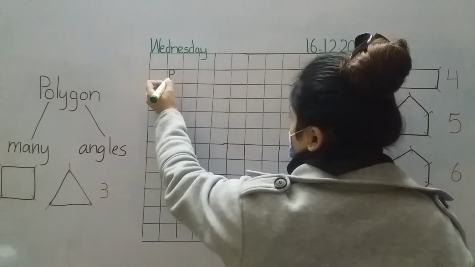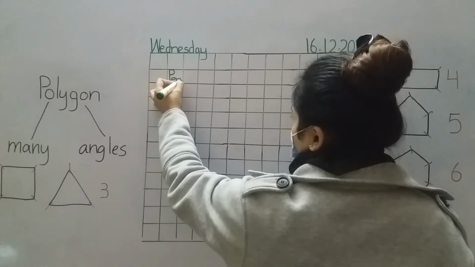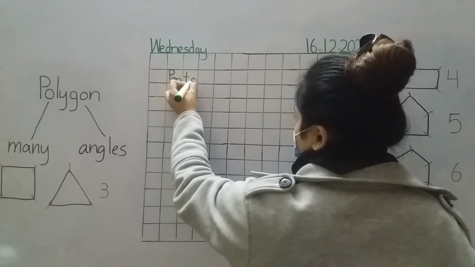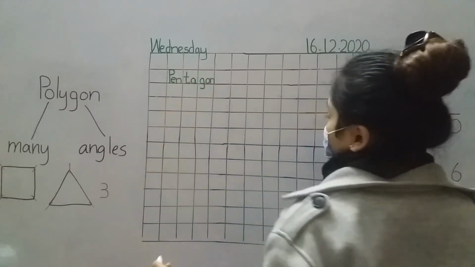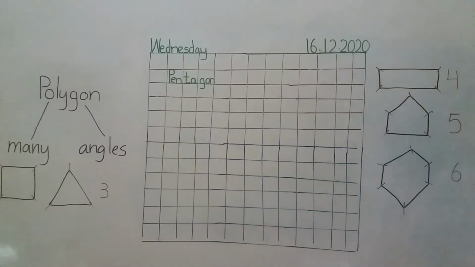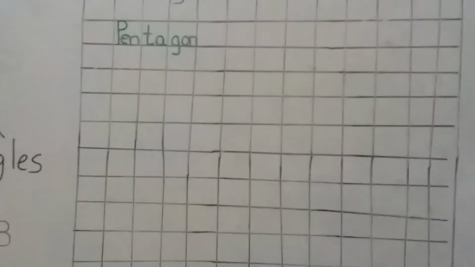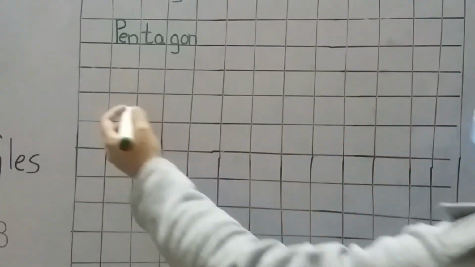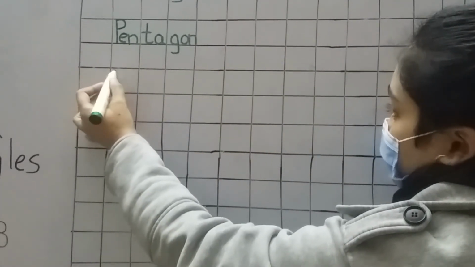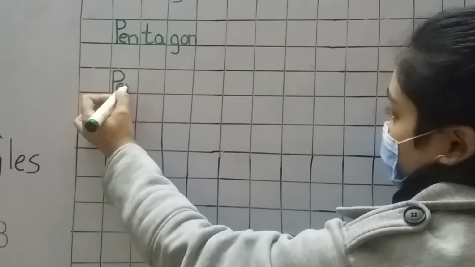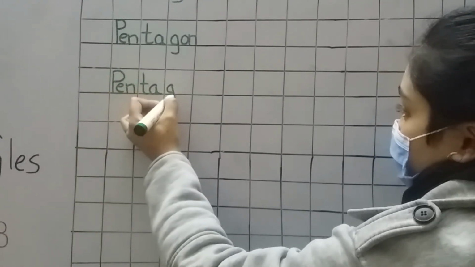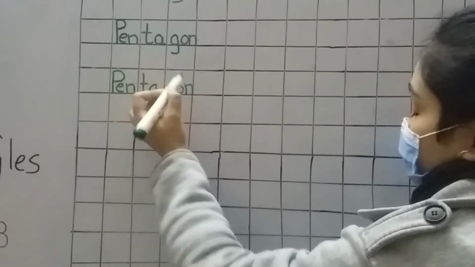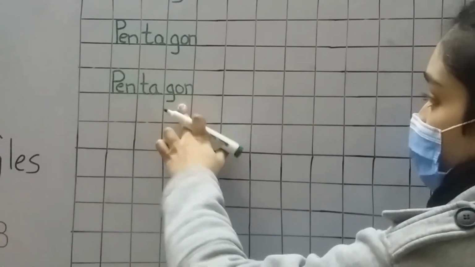Pen, how do you spell pen? P-E-N, pen. T-A-G-O-N, gon. We're going to repeat the process the same, okay? Let me just zoom in for you so you can see better. Again, reading one line and writing again. P-E-N, pen. T-A-G-O-N, gon. Pentagon, again.